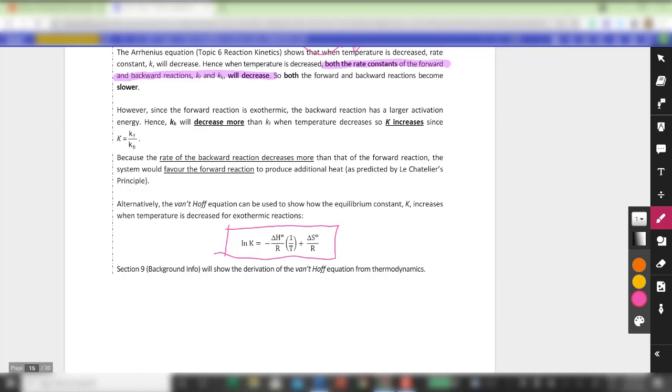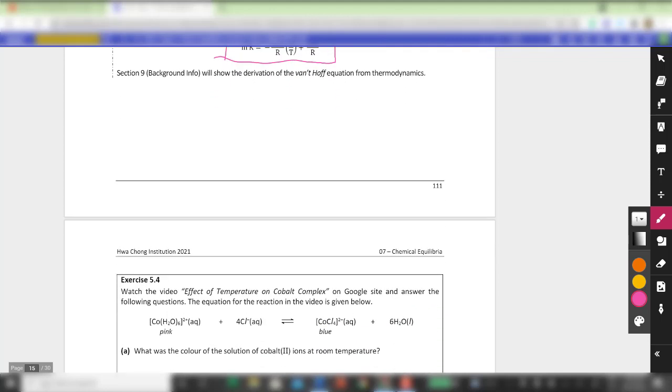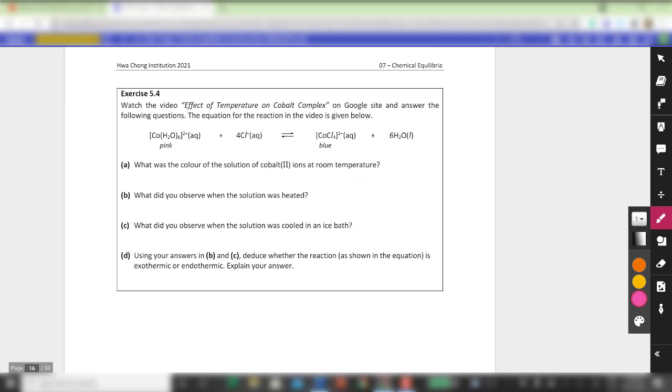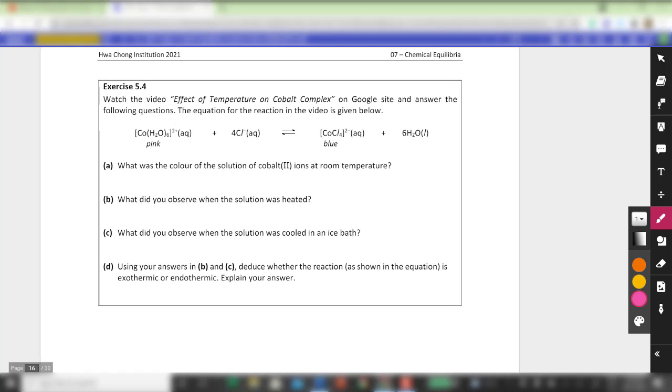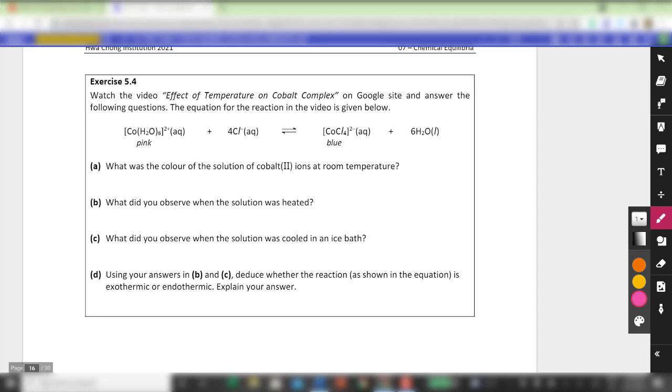If you're really interested in understanding more, please come and have a word with me, or read more about it in physical chemistry textbooks. Okay, next we are looking at exercise 5.4, but before that, we need to look at a video. I have this particular video to show you so that you can have a more interesting understanding of how temperature affects cobalt complexes.